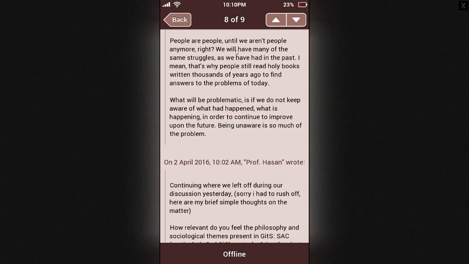People are people until we aren't people anymore, right? We will have many of the same struggles as we have had in the past. I mean, that's why people still read holy books written thousands of years ago to find answers to the problems of today. What will be problematic is if we do not keep aware of what had happened, what is happening, in order to continue to improve upon the future. Being unaware is so much of the problem.